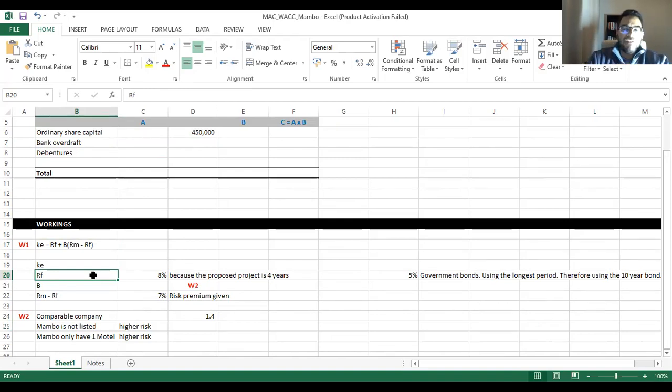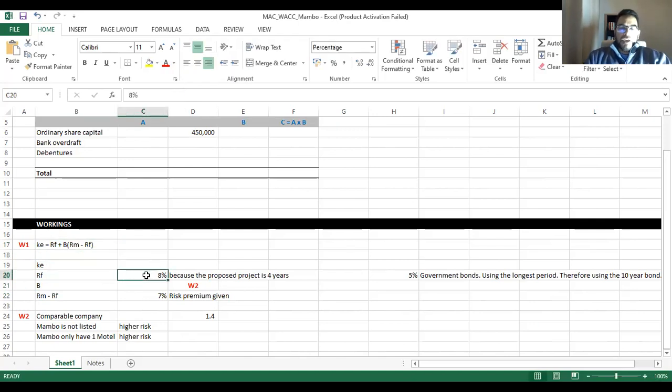But we weren't given one government bond, we were given 4 government bonds. I can't now remember the various ones. Then they never gave us beta for Mambo. They gave us beta of another company, and we have to use that to get to Mambo's beta. And then they never gave us the market rate. They gave us the risk premium. Very important. They gave us this full bracket. So just take note of that.